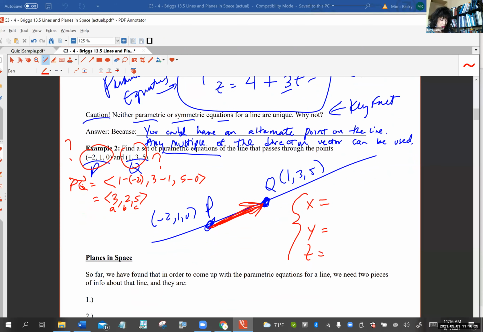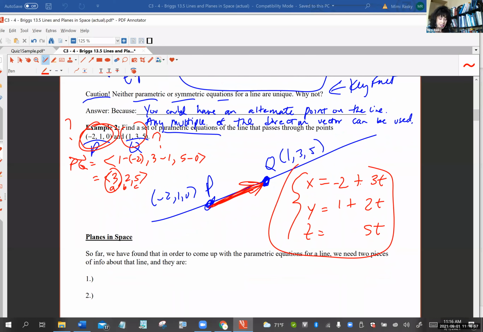True. So let's say you liked the point P better than the point Q for whatever reason. Fine. So your final answer would be what? x equals -2 plus your direction number 3t, and then y equals 1 plus 2t, and then z equals 0 plus 5t, and you don't have to tell me the 0 plus, so just get rid of it. Simply z equals 5t, and you're done.